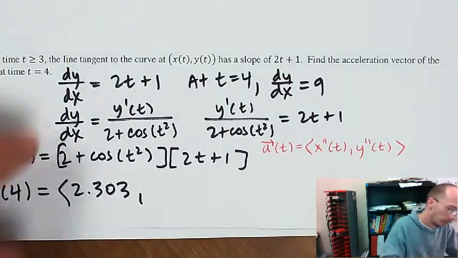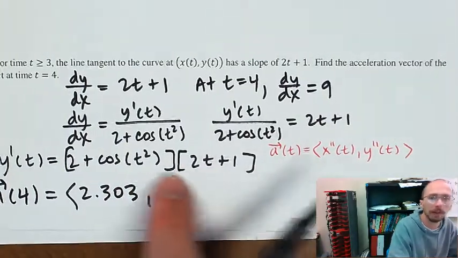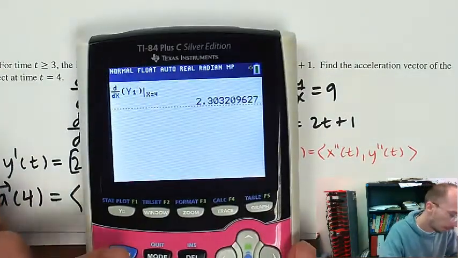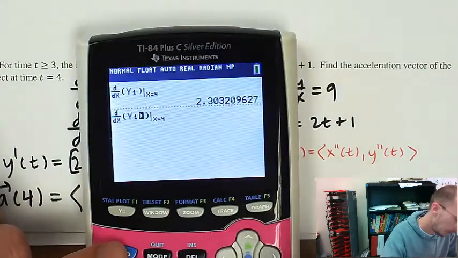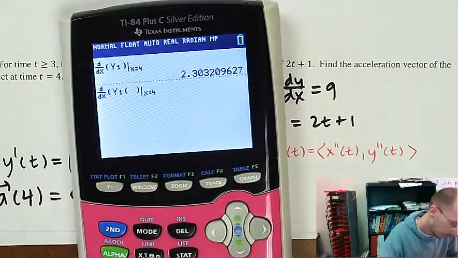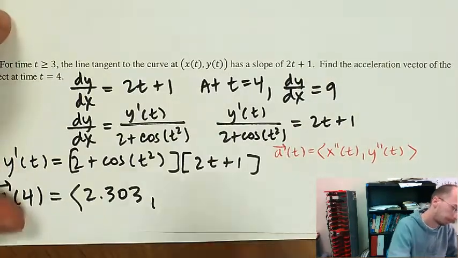That's all it takes. So then I need to take y double prime, which is going to be taking the derivative of this. A thing that we could do to make our job a little bit easier would be to call for the same thing, except over here, I'm going to tack on a 2t plus 1. So times 2t plus 1, and I get 22.671.